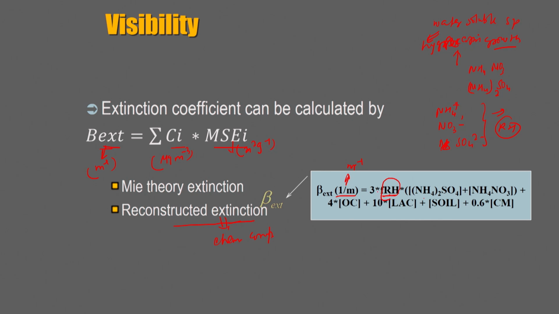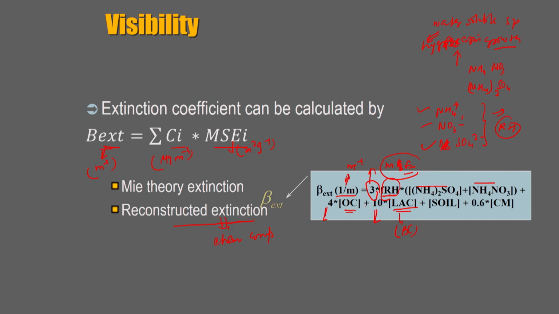And 3 is the mass scattering efficiency. Although you can calculate these values for nitrate, sulfate and ammonium individually, since they exist in the form of their salt, it is usually calculated like this, and 3 is taken as the mass scattering efficiency. The mass scattering efficiency for organic carbon is taken as 4. Then there is light absorbing carbon, which we usually talk about, for example black carbon. It has the highest mass absorption efficiency, which is 10.